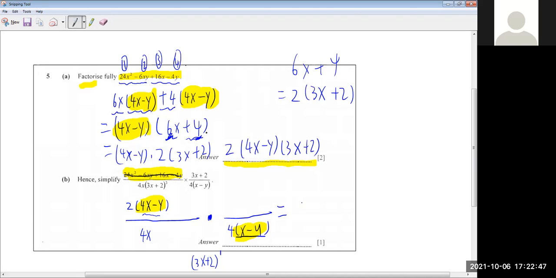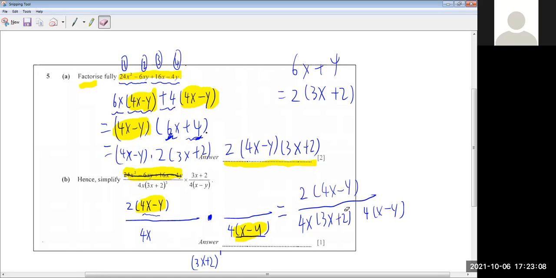What is on top? I still have 2, 4x minus y. On top, below, I have 4x. And then I still have this 3x plus 2. And then I still have this 4. And then, of course, I have x minus y.